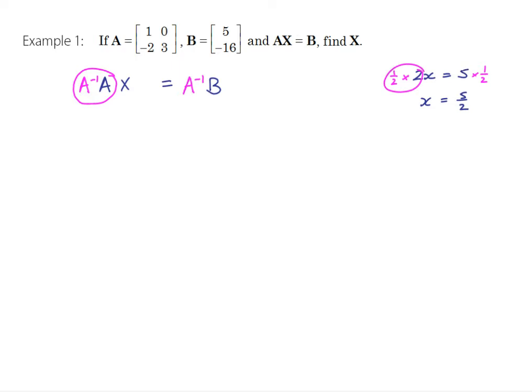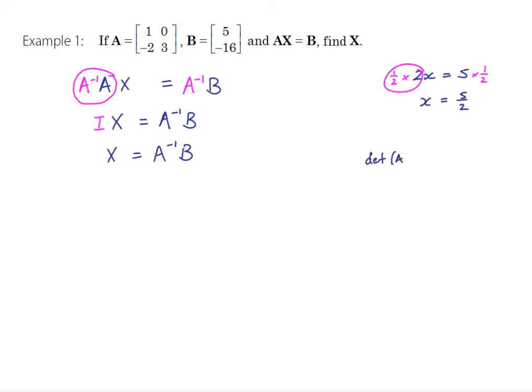Okay, so as we've discussed, the inverse times the original, that's just the identity matrix. And we know that the identity matrix times anything is just the anything. And so we've now isolated X on its own. So we need the inverse of A and B in order to find X. So let's work the inverse of A out first.